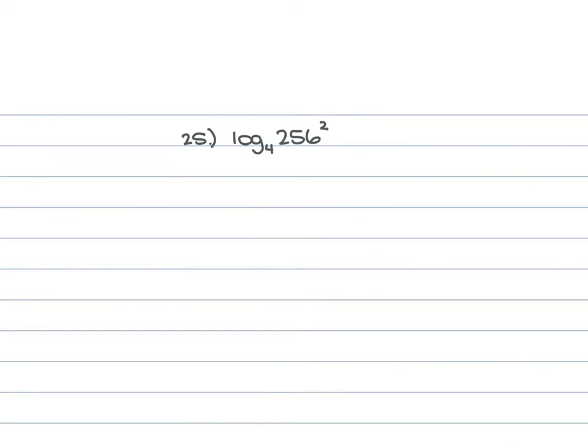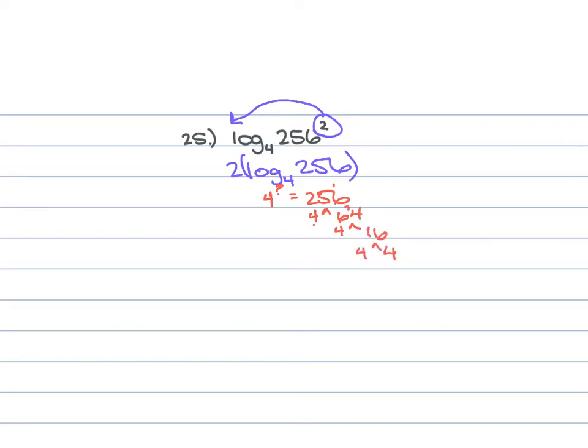For 25, we have log base 4 of 256 raised to the second power. Following our rules, this 2 as our exponent is going to come out front to give us 2 times log base 4 of 256. So we're going to have to solve that log base 4 of 256 first. So 4 to what power is 256? Well, 4 goes into 25 6 times with 1 left over. 4 goes into 16 4 times. The 64 is 4 and 1, carry the 2, 16. The 16 is 4 and 4. So 1, 2, 3, 4. So this is 2 times 4, which is 8.